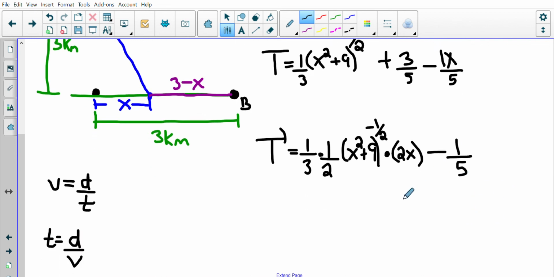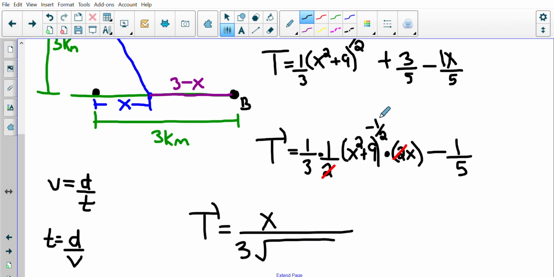All right. So I'm going to simplify this before I set it equal to 0. This 2 and this 2 divide each other out because we've got 1 in the bottom, 1 in the top. So t prime is equal to, I've got a 3 in the bottom, 1, 1, then an x on top. But I'm going to put this x squared plus 9 to the negative 1/2 in the bottom. Again, the 1/2 is the square root, and the negative sign means I can put it in the bottom.